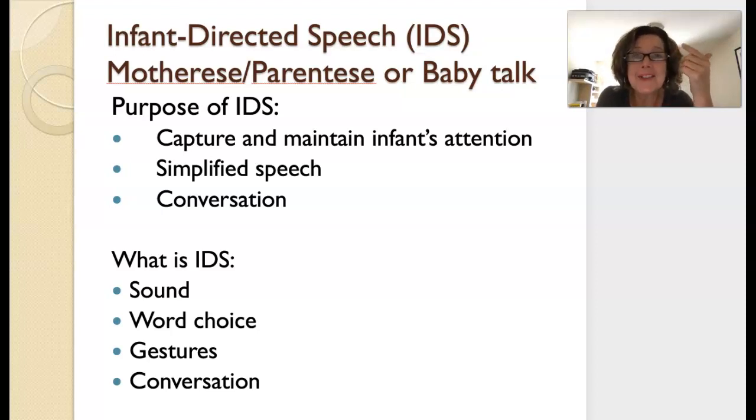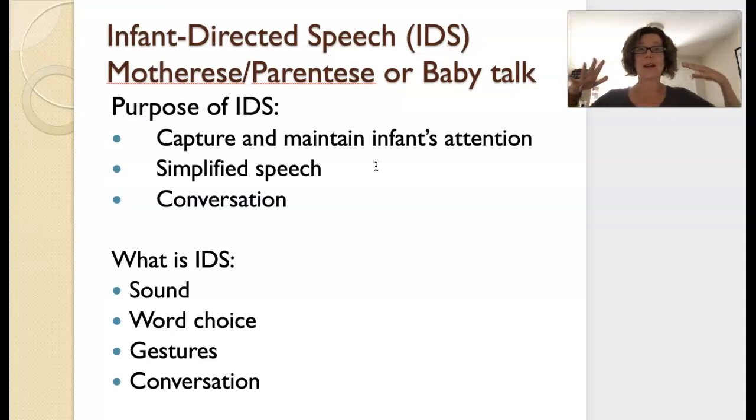Most of us will talk to a child, especially under 3 years of age, with this kind of parentese, and you saw it in your video. It's this sort of goo goo gaga kind of talk. Basically, it's a really important part of language development. It's not just annoying, but it's actually an important part. So the purpose is to capture and maintain the infant's attention, because it's very sing-songy.